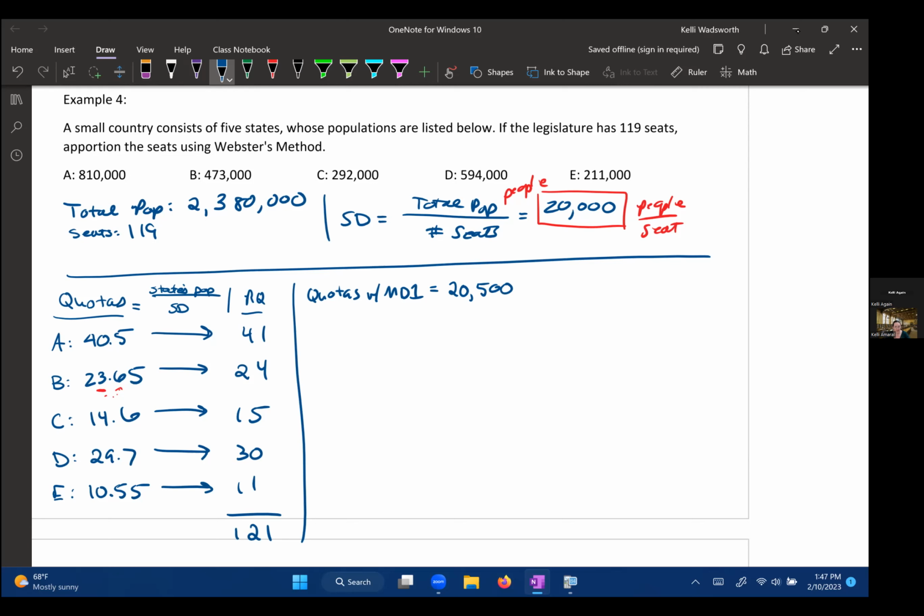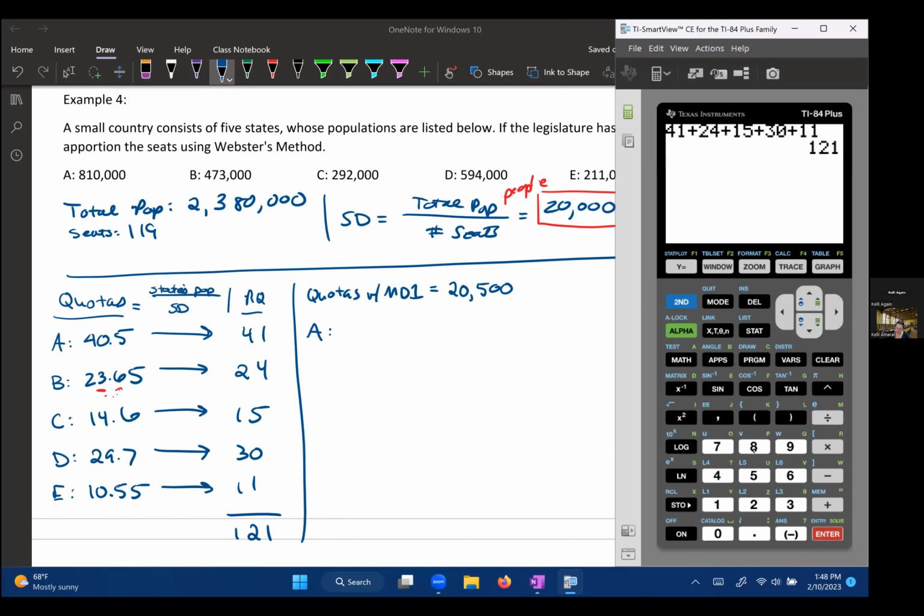So now we're going to do the same thing we did before. We've got to find new quotas. We're going to divide each state's population by this new divisor, 20,500. Let's do it. So the new quota for state A, whose population is 810,000, divided by 20,500. Ooh, 39 point something. So that has definitely gone down. Now when we round that one, it's going to round up to 40. Okay, let's see. I'm going to use just 3 decimal places again.